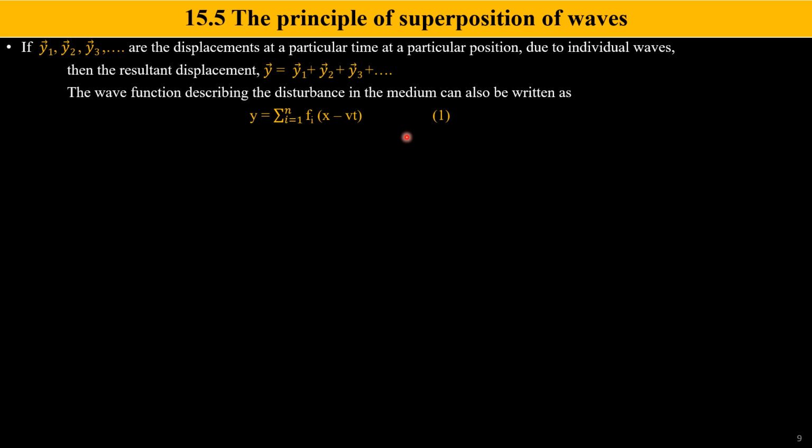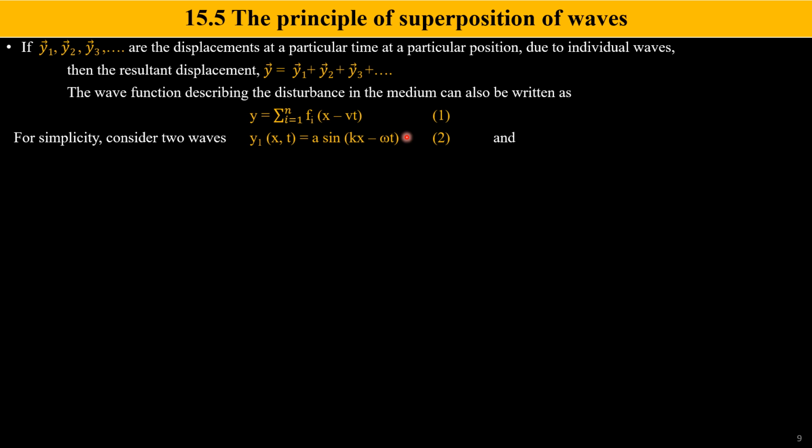For simplicity, consider two harmonic traveling waves on a stretched string, both with the same angular velocity omega and wave number k, and therefore the same wavelength.